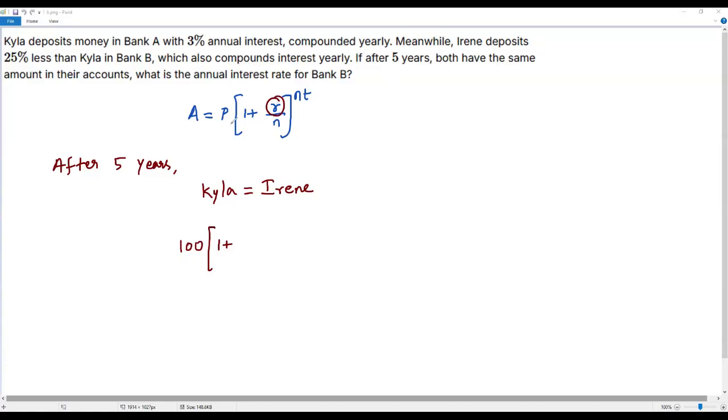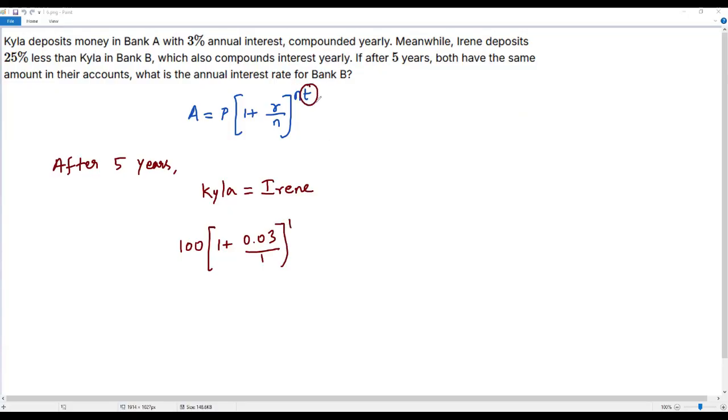And this r gives the rate of interest in decimal, and for Kyla in bank A, the rate of interest is 3%, but we have to write this one in decimal form. When I convert this 3% to decimal form, I get 0.03, because 3% can be written as 3 over 100. When I divide 3 by 100, I get 0.03. As I said already, n represents the number of times the interest is compounded per year. The information says in both bank A and bank B, interest is compounded yearly. That is, once in a year, the interest is compounded. Since the interest is compounded once in a year, the value of n is just 1. We can plug in 1 for n, and here again, we can plug in 1 for n.